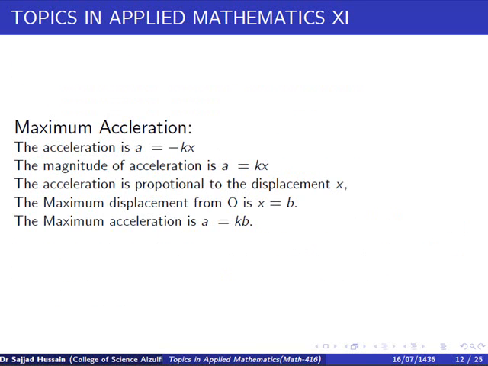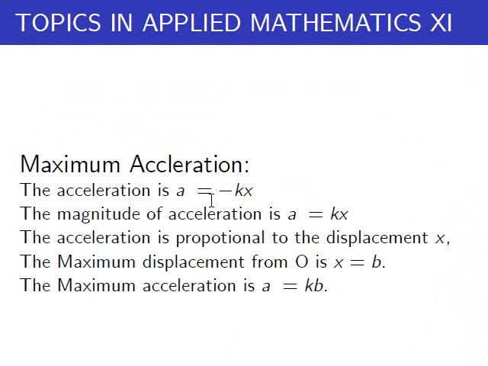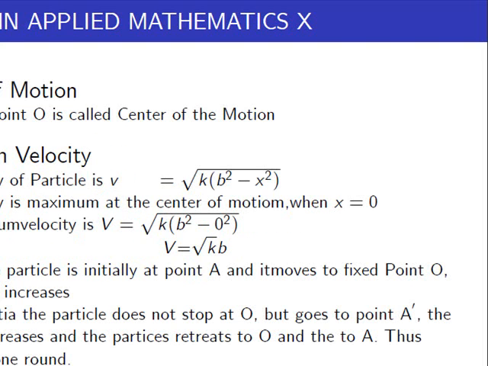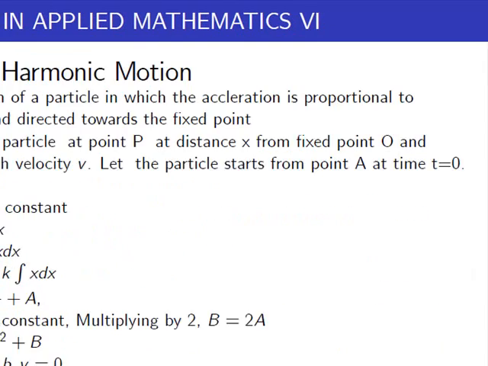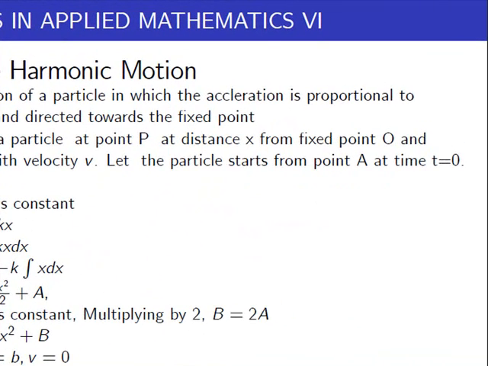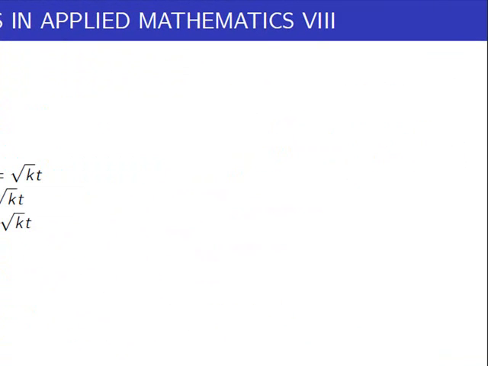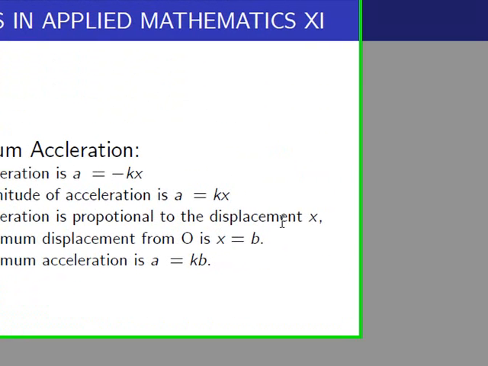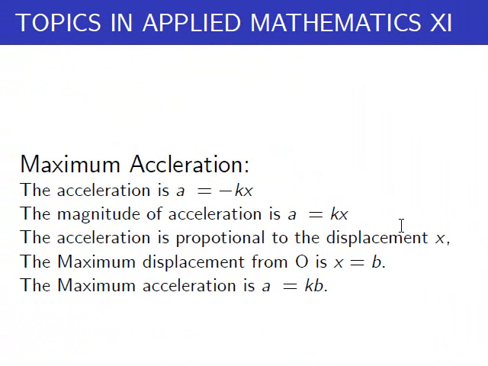Now we see the maximum acceleration. The acceleration is a = −kx. This is the definition of simple harmonic motion. By definition a = −kx, and for the magnitude of the acceleration the negative sign is dropped. The acceleration is proportional to the displacement x.